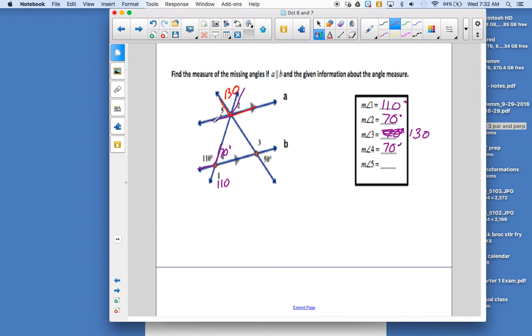Okay, and this angle, remember, is 110. So let's see, if this is 70 and angle 2 is 70, but the whole thing is 130, that means this much right in here must be 60. So if this is 70 and this is 60, what's left over? I've got 130 here, so angle 5 is 180 minus 130, or 50 degrees.